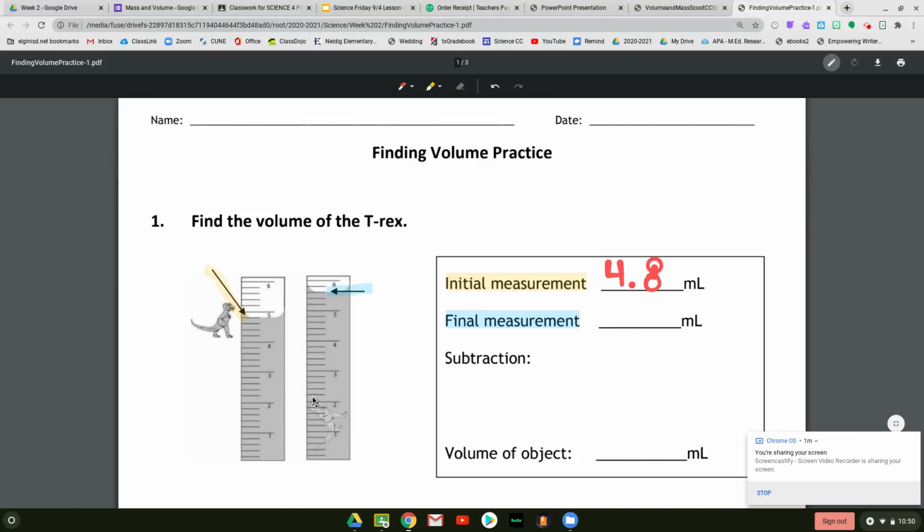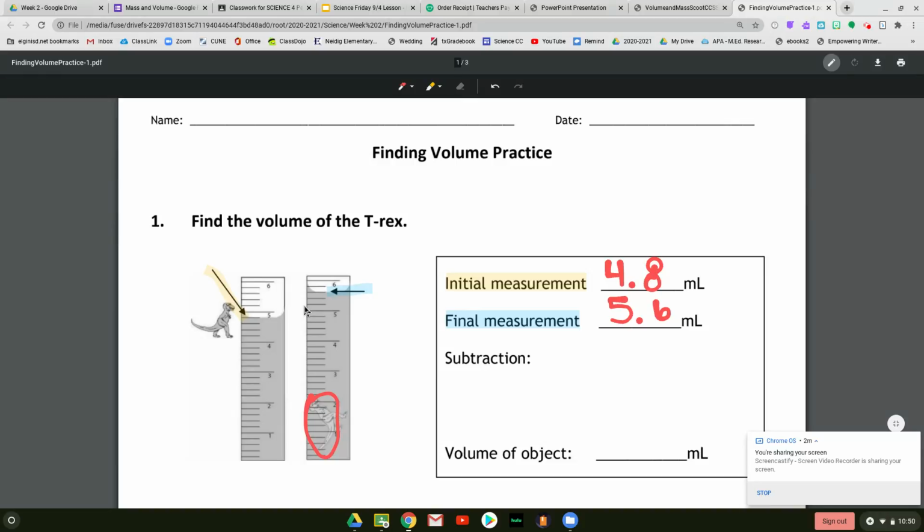And then the final measurement. So now that we've put Mr. T-Rex in here, so here he is down here, that means the water level has gone up. So what is the water level now at? It's at, looks like 5.8. So 2, 4, 6, and actually it's right at the 6. So 2, 4, 6, so 5.6. So the final measurement is 5.6, okay? So after we put Mr. T-Rex in, the water has gone up.